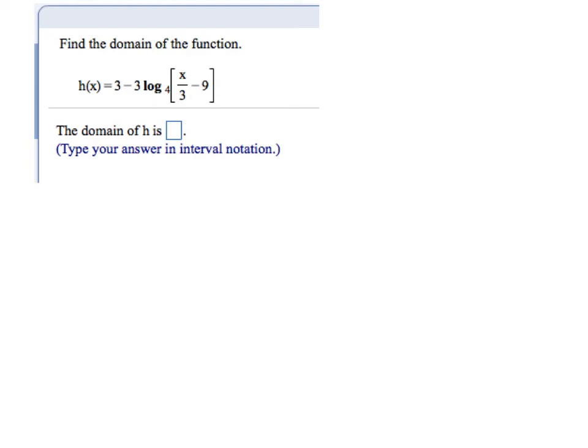Okay, just a quick video about domain of logarithmic functions. Don't forget that the only issue with logs is that the argument for a logarithm, the thing that goes into the logarithm, has to be a positive number.